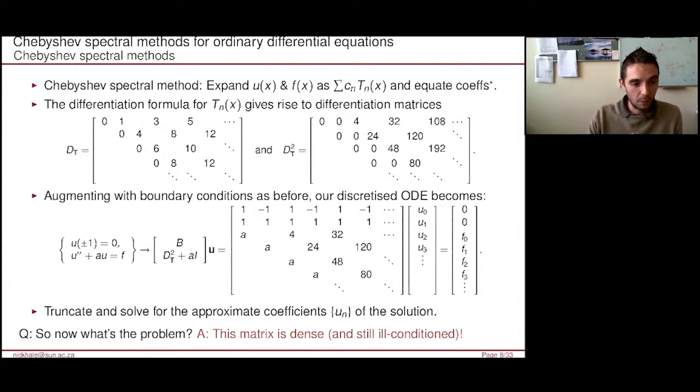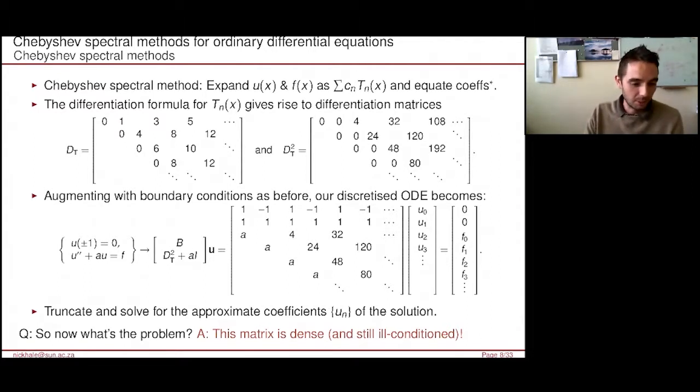So now we have all the ingredients we need to make our Chebyshev spectral method. The idea is exactly the same as the power series. We expand U and F as these guys. We'll use this differentiation matrix to approximate the first derivative of the solution, and we end up with a linear system that looks like this. Again, it's in principle an infinite dimensional linear system, but if we know these coefficients are decaying, we could truncate, solve the finite system, and get an approximation to the solution.